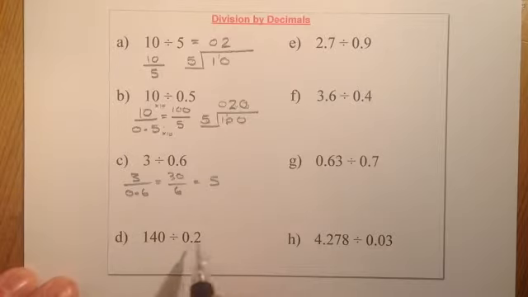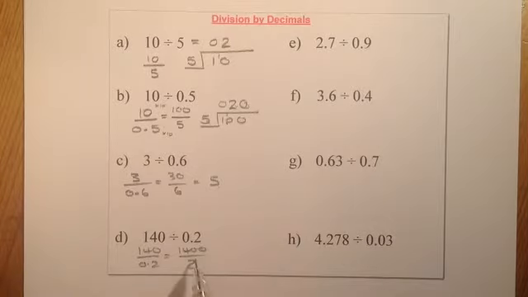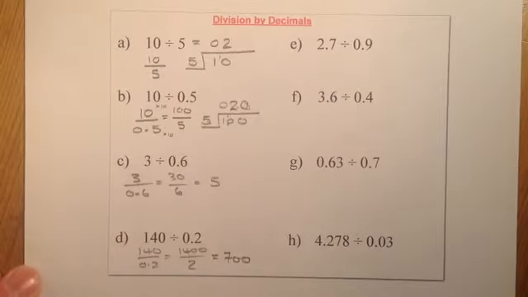Right, so I've got 140 divided by 0.2. So 140 divided by 0.2. What I'll do is I'll multiply the top and bottom by 10. So I can get into a habit of doing that. So 2 into 1400 will give me 700. Okay? And again, I can just show my working in the division sum if that's something that I need to do to make sure I'm getting the question right.